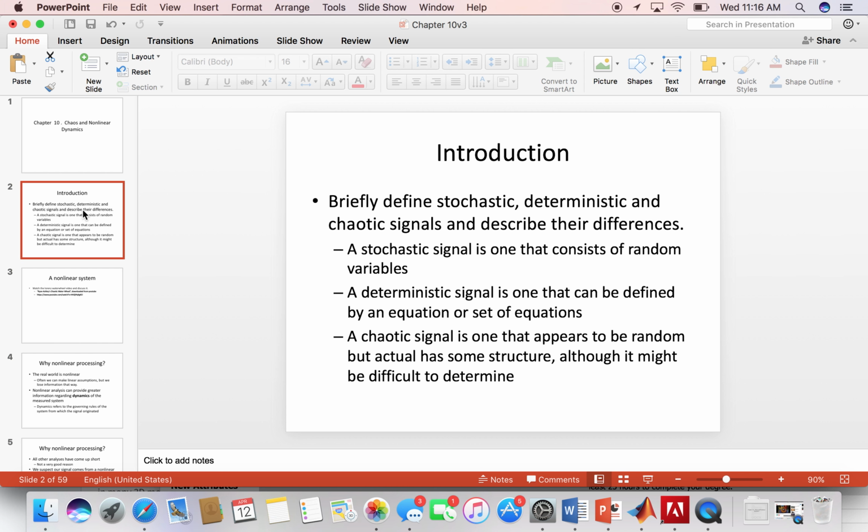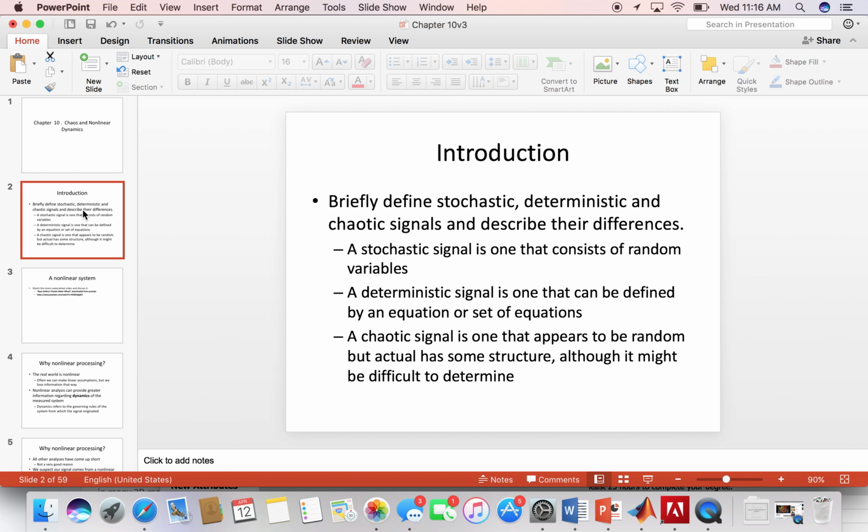And then finally, a chaotic signal is one that appears to be random, but in fact, it's actually not random. It actually does have some structure, but this structure is often hidden. It's difficult to determine. It's highly dependent upon initial conditions. Initial conditions play a lot into the behavior of the system.